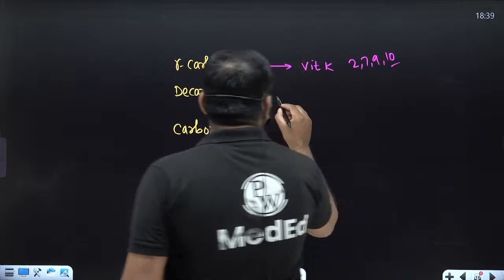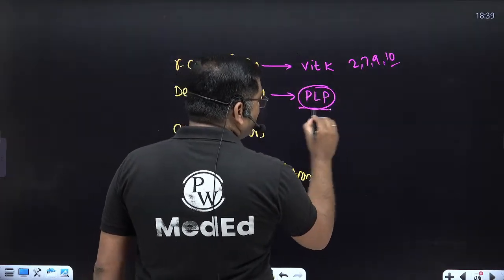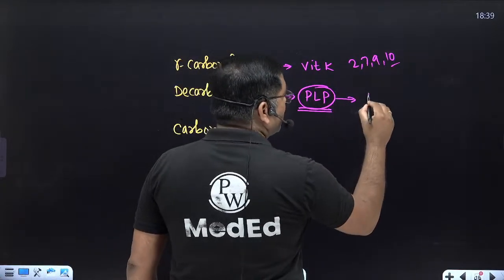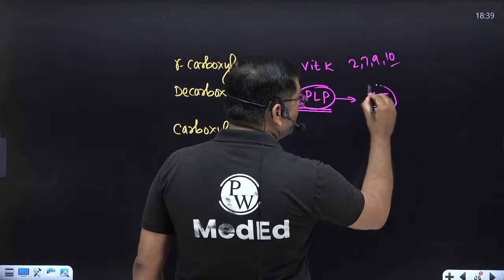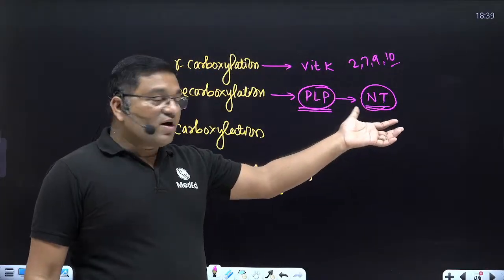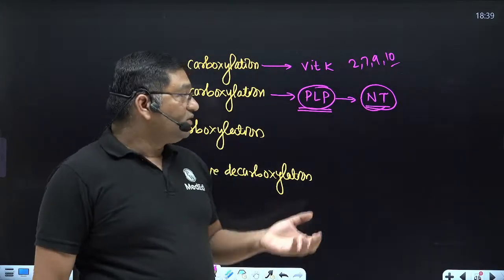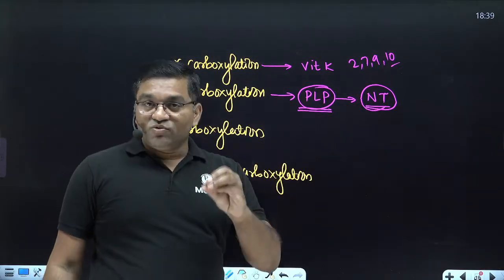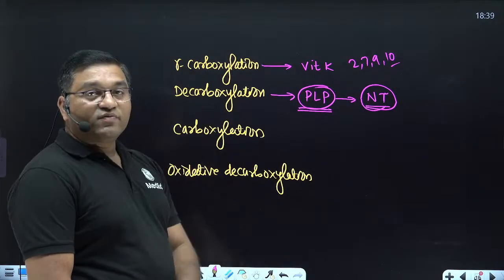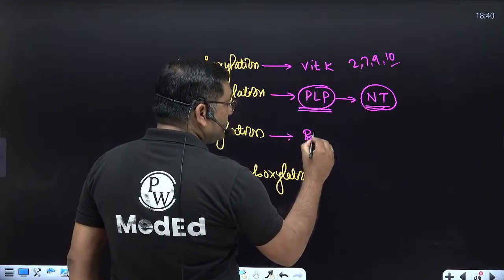Now the decarboxylation reaction requires pyridoxal phosphate, and it is an important coenzyme for synthesis of neurotransmitters. So glutamate is converted into GABA, then DOPA is converted into dopamine. So for neurotransmitter synthesis, the decarboxylation reaction is very important. Apart from the transamination reaction, PLP is required for the decarboxylation reaction. For the carboxylation reaction, biotin is required.